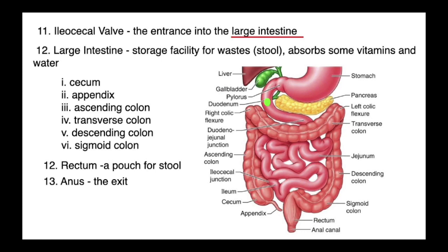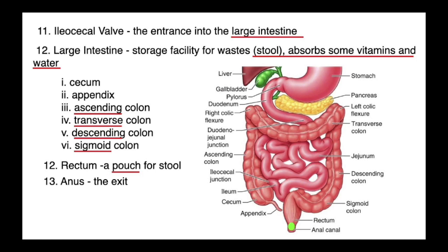Okay, and then we have a large intestine, which is basically a storage facility for wastes or stool. And that also absorbs some vitamins and water. And there's a bunch of different parts to the large intestine. I'm not going to make you remember all of those, maybe the basic ones: ascending, transverse, descending. And then we have the rectum and, of course, the anus. Okay, so you can see our food traveling through the small intestine. Now let me just break all that down here.